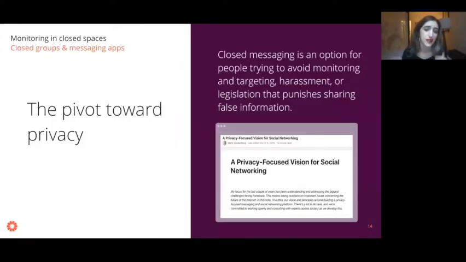In 2019, Mark Zuckerberg announced what became known as the pivot to privacy, which was a pretty big deal in terms of the life cycle of the platform, at least it was supposed to be. But this also sort of tracked a trend that we were already seeing in terms of people moving to closed messaging apps as an option to avoid monitoring and targeting, as an option to avoid harassment, and in some places, as a way to avoid legislation that punishes the sharing of false information. There have been fake news laws in certain countries. So these apps provide a more private space for people to share.